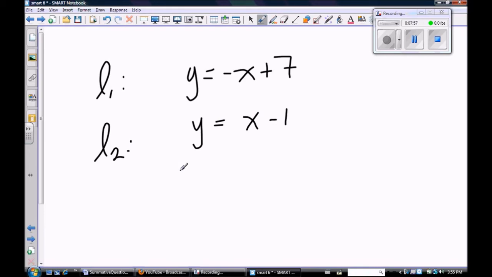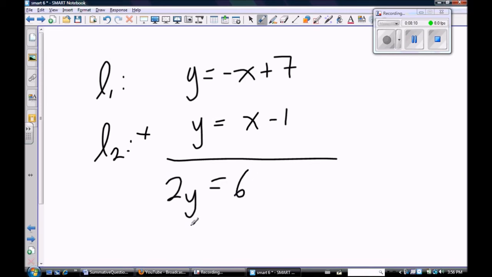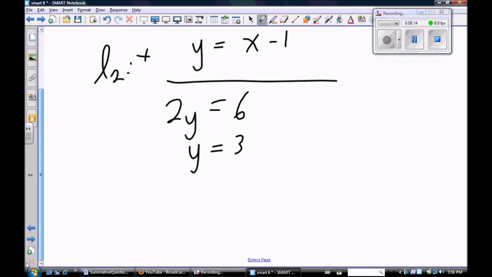So I want to know where they intersect. So pretty easy to do. I'm going to add these equations together. y plus y is 2y. -x plus x is nothing. 7 minus 1 is 6. So 2y equals 6. y equals 3. And now find what x is. So I'm going to sub y equals 3 into L1.